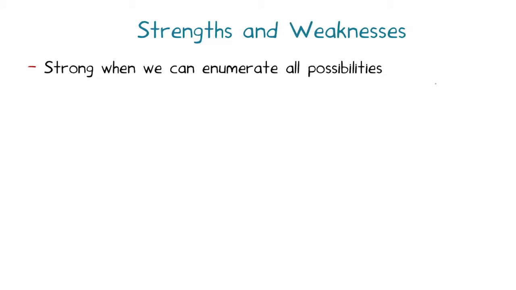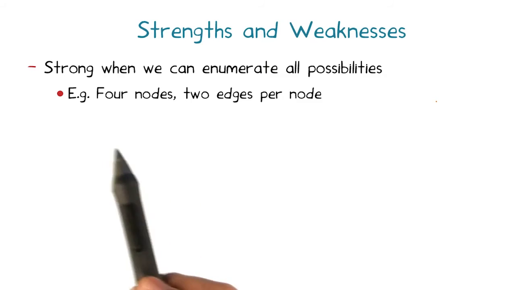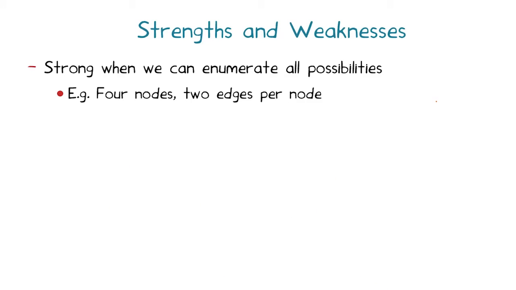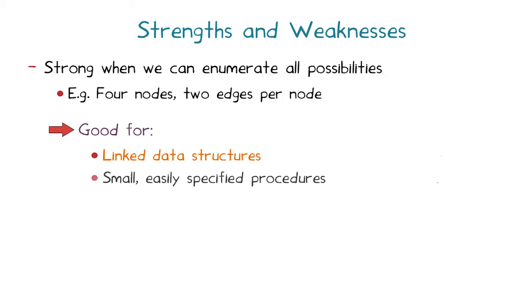Korat's test generation is at its best when we can easily enumerate all possibilities for the objects to be used in the test case. For example, if our test cases all involve 4 nodes and each node has 2 pointers to other nodes. More specifically, Korat is useful for testing linked data structures with small, easily specified procedures, such as emptying a stack or inserting an element into a heap. For this reason, Korat is a strong candidate for unit testing components of larger systems.